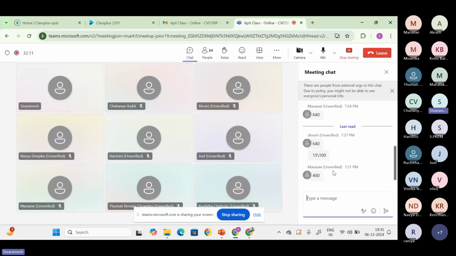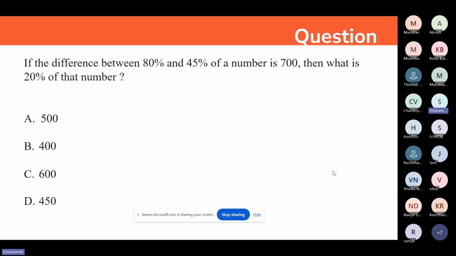Did you get the answer for this? Yes, 400. Very good. Now, the difference between 80% and 45% of a number is 700. Then what is 20% of that number? So the difference between 80% and 45% of a number is 700. Now, can you tell the difference between 80% and 45%? Now I can say that it is 35%.